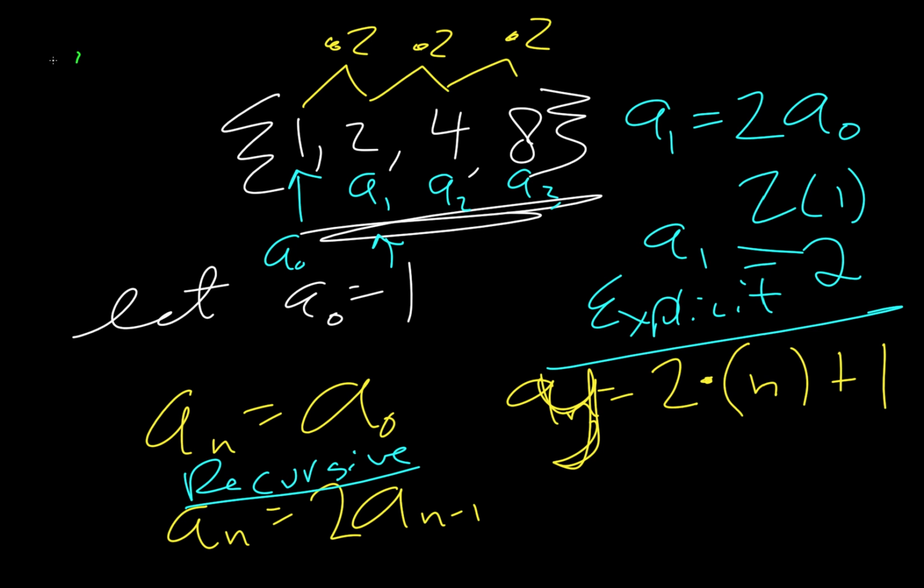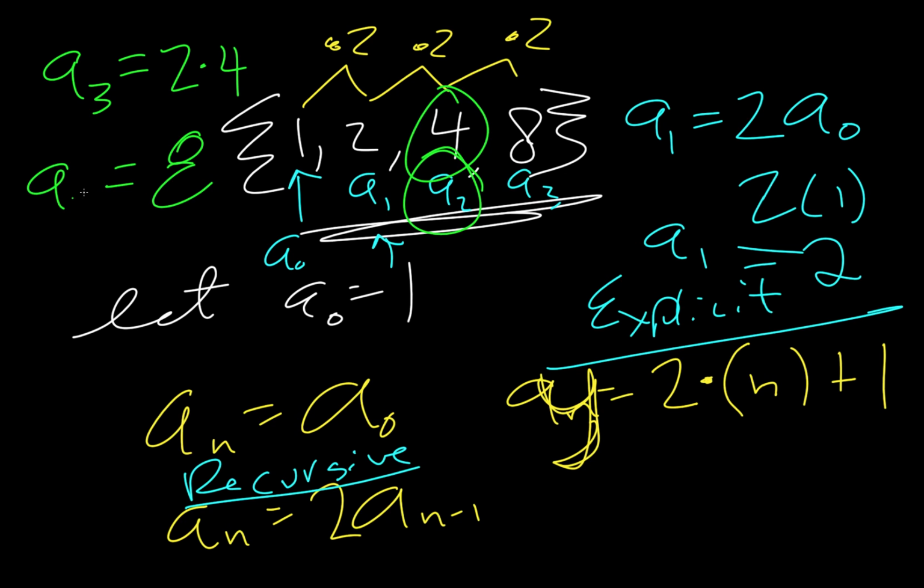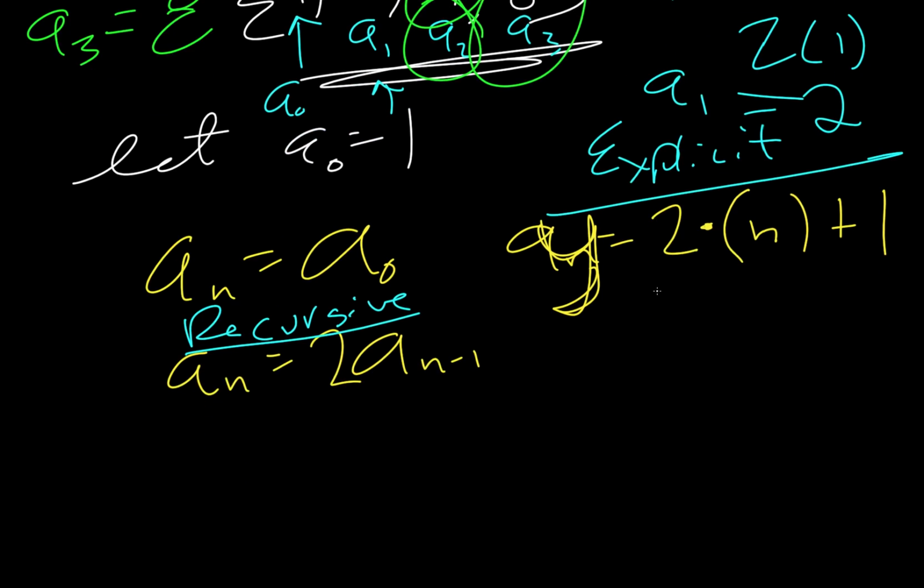Now let's try a sub 3, for example. If I want to know a sub 3, I'm going to do 2 times the previous term, which is a sub 2, which is 4. Multiply those together, I get 8, and so a sub 3 must be 8. Okay, hopefully that made sense. Let's try another one.